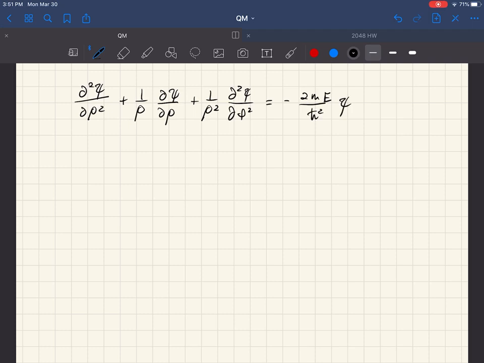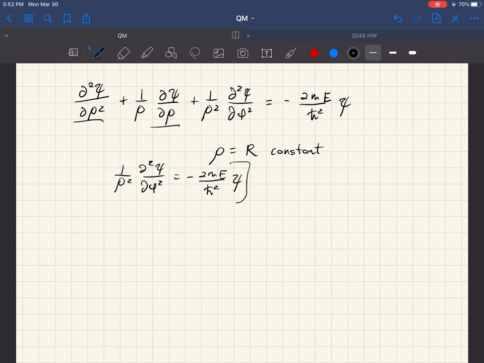Okay, now in our problem, rho is equal to capital R, which is a constant. That's the radius of the ring. So that means that these derivatives with respect to rho are going to equal 0. So our equation reduces to this. Okay, so now we want to solve this. And I'm actually going to call this capital R squared.